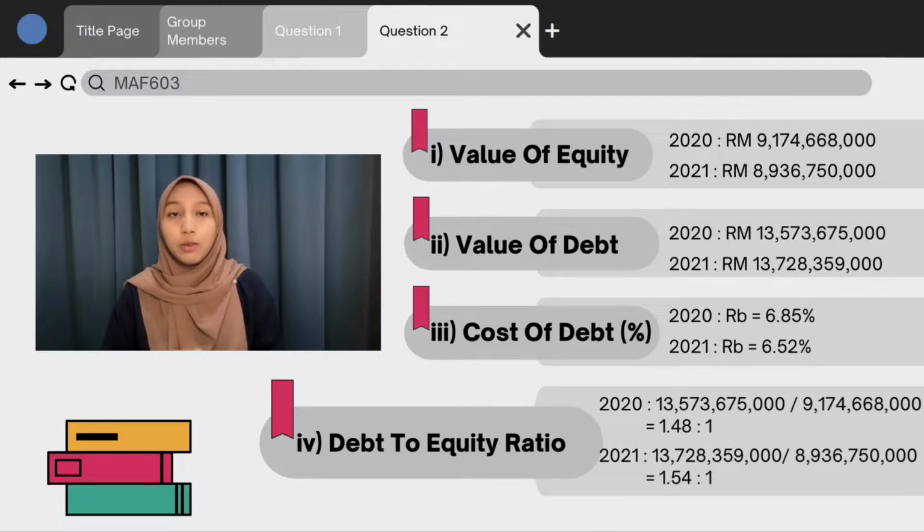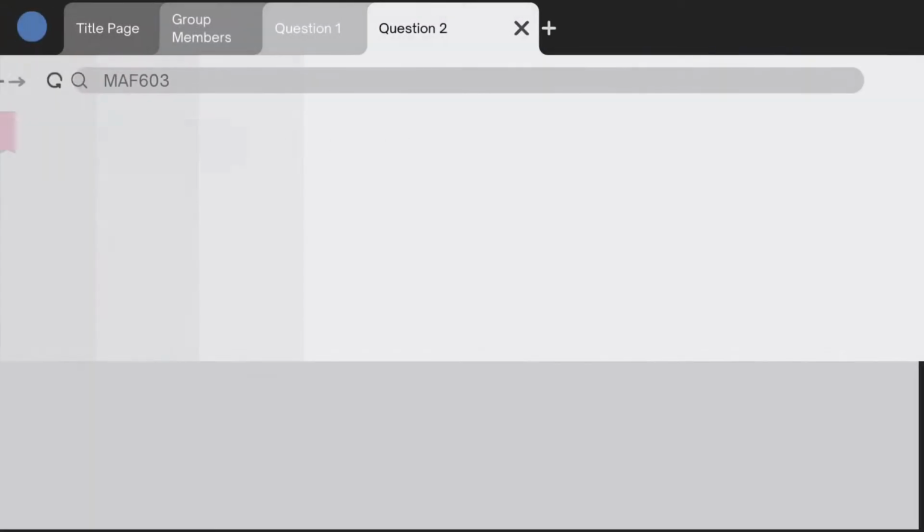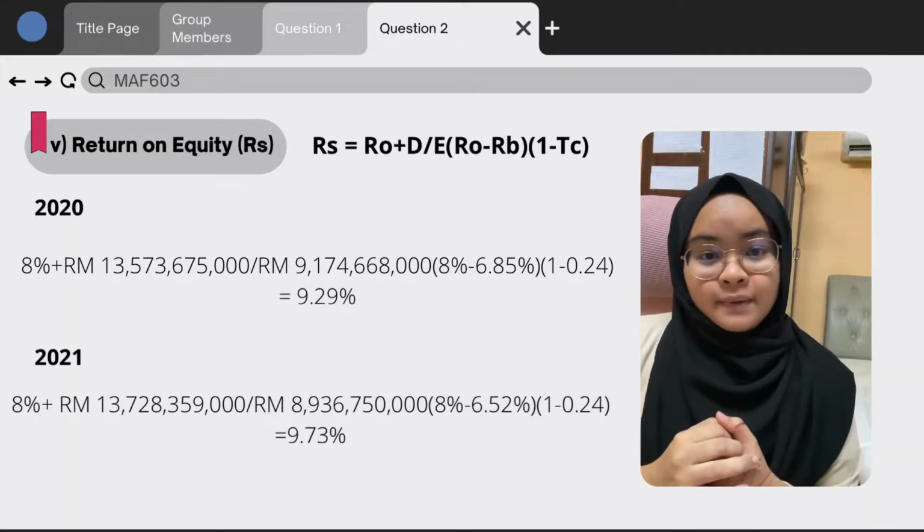For 2020, we will get RB equal to 6.85%. For 2021, we will get RB equal to 6.52%. Next, fourth Roman, debt to equity ratio. For 2020, we will get 1.48 ratio of 1. For 2021, we will get 1.54 ratio of 1.